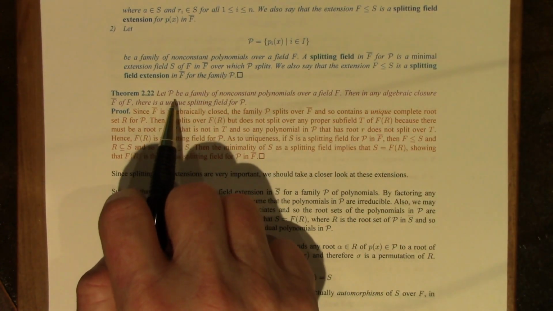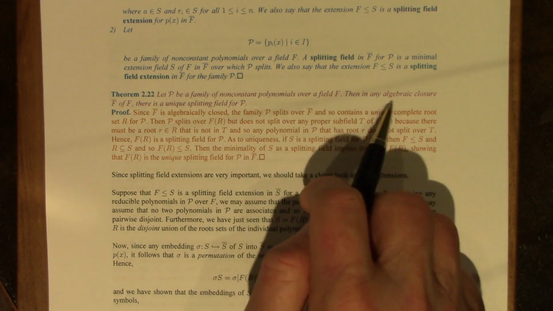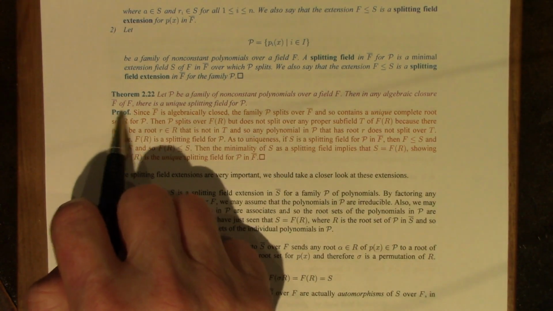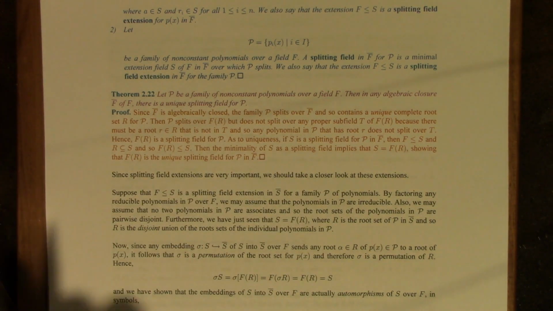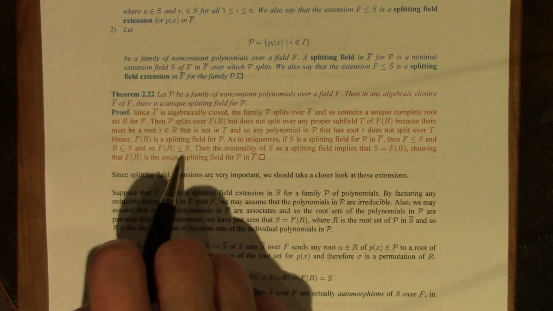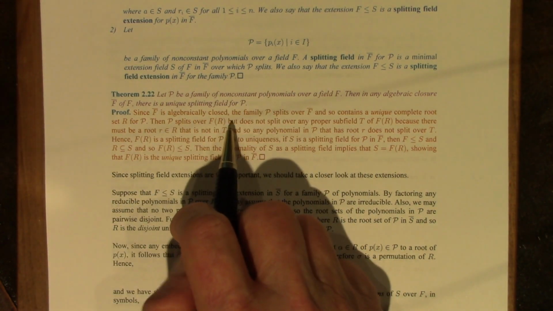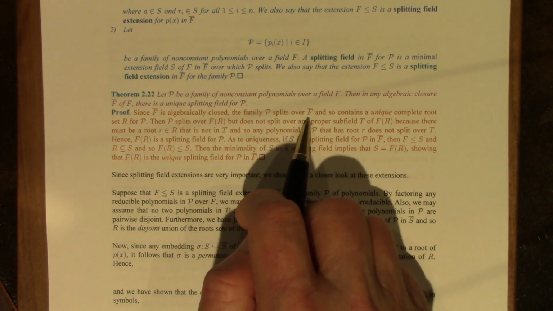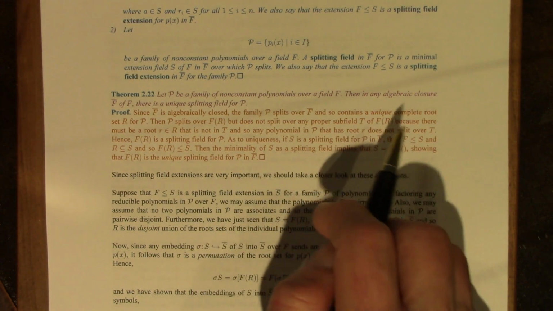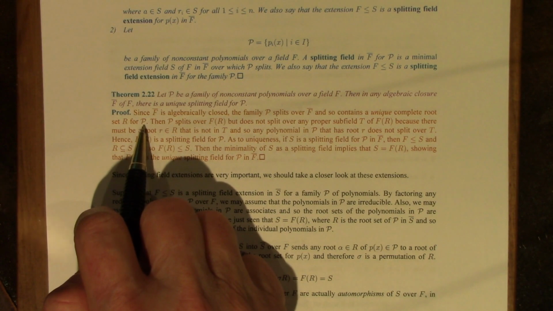We had an earlier theorem: let P be a family of non-constant polynomials over a field F, then in any algebraic closure F bar of F, there is a unique splitting field for P. And I left that as an exercise. Here is one possible proof. Since F bar is algebraically closed, the family P splits over F bar, and so contains a unique complete root set R for the family. And I'll let you ponder that.